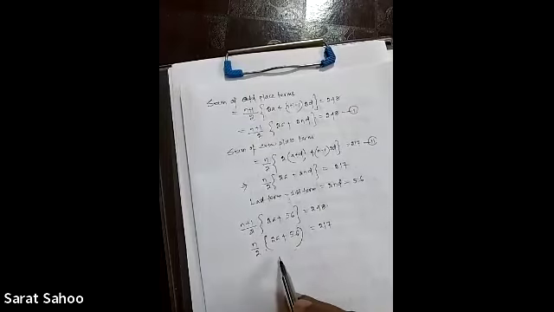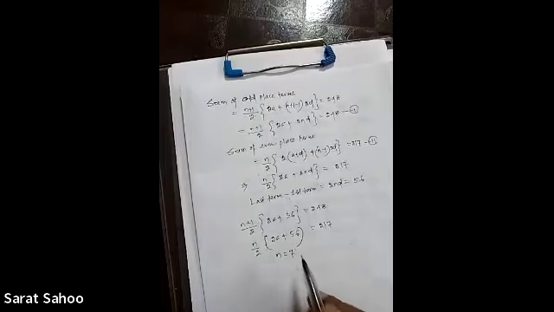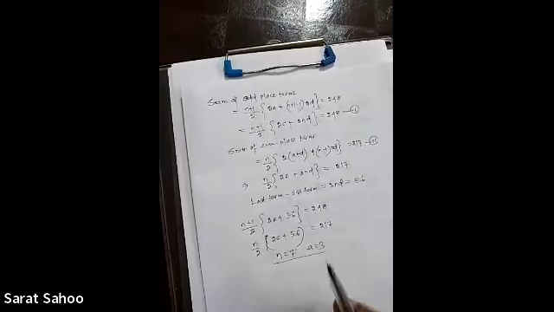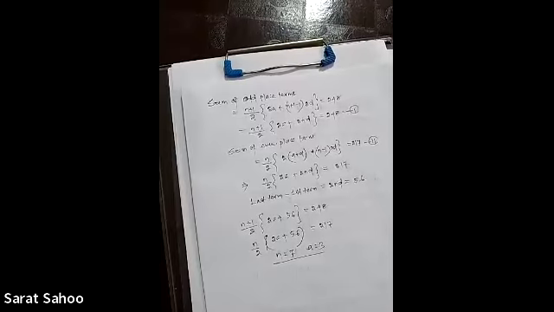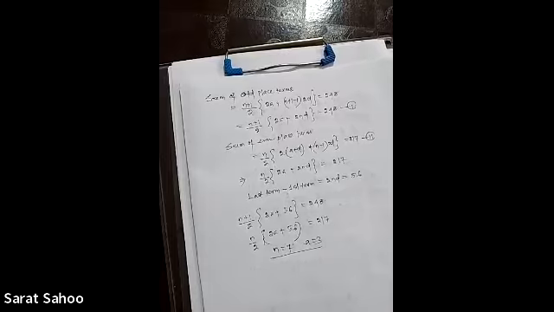So solving these equations, we have two unknowns, a and n, and two equations. Solving these two equations, we will get the values of a and n. So n is equal to 7 and a is equal to 3. Clear? Then come to the next question.